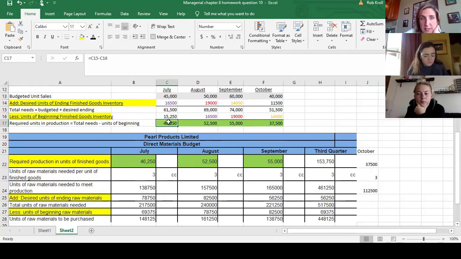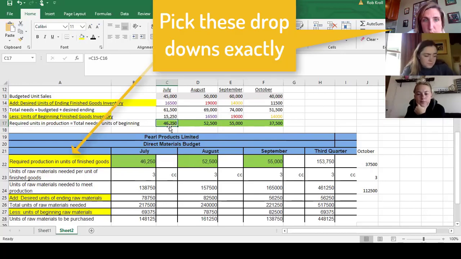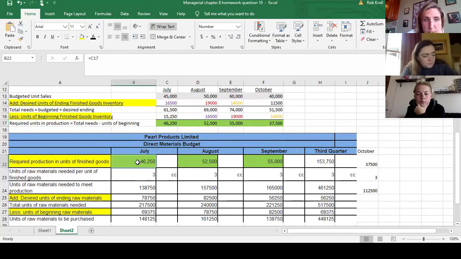If I think it's all good on requirement 1, because this down here on my spreadsheet is requirement 2, then all of these numbers at the bottom here on requirement 1 become the first line of requirement 2. You see how they coordinate that? What I plan to produce in July is 46,250. That's what I will type into the first box on requirement 2.